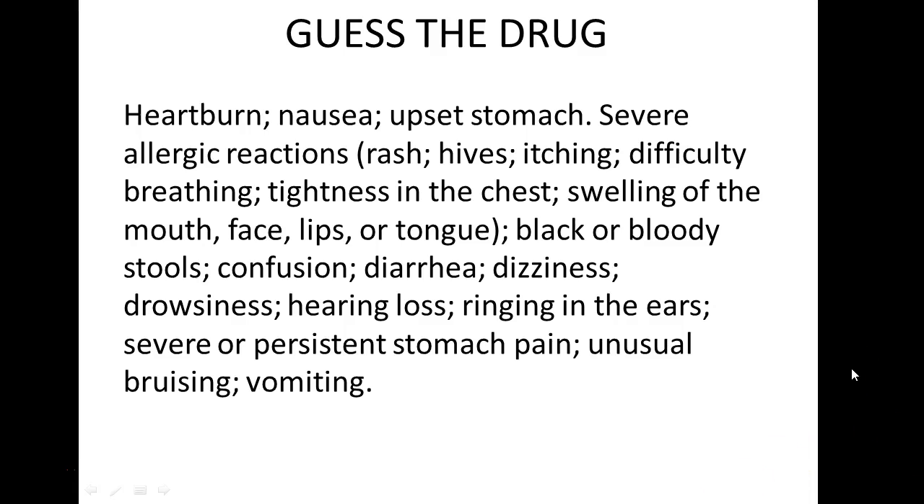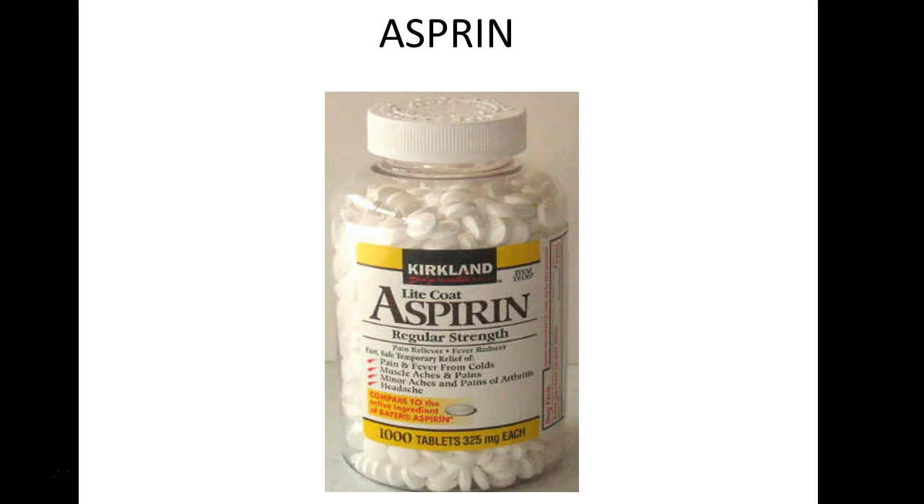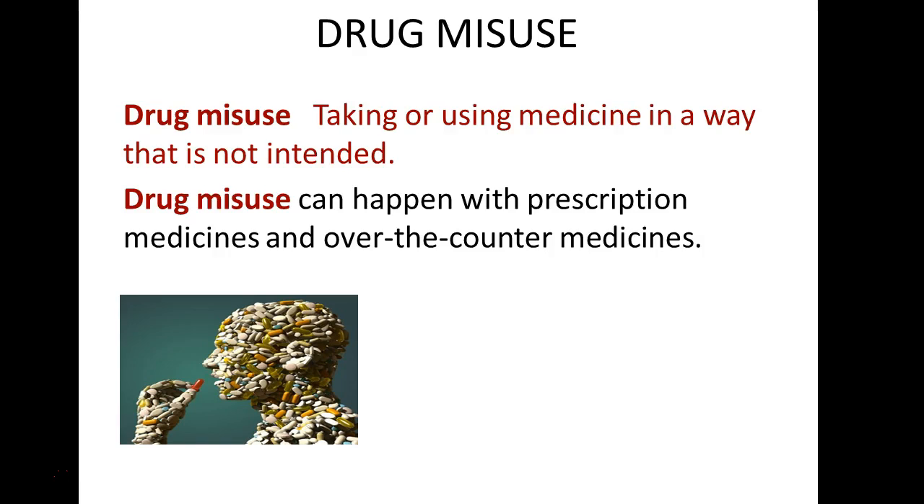Okay, so let's guess this drug. We have heartburn, nausea, upset stomach, severe allergic reactions, including rashes, hives, itching, difficulty breathing, and so on. You can read the rest. What terrible, horrible medicine must this be if it causes these terrible side effects? I'll give you a second to think about it. It is aspirin, everyday aspirin. Most people don't realize that something as common as an everyday aspirin can have really, really adverse side effects.